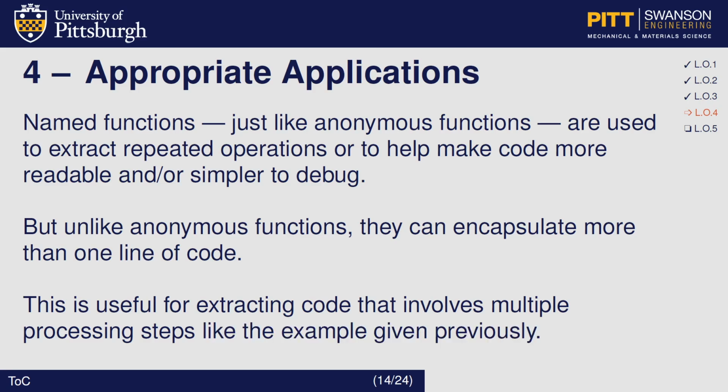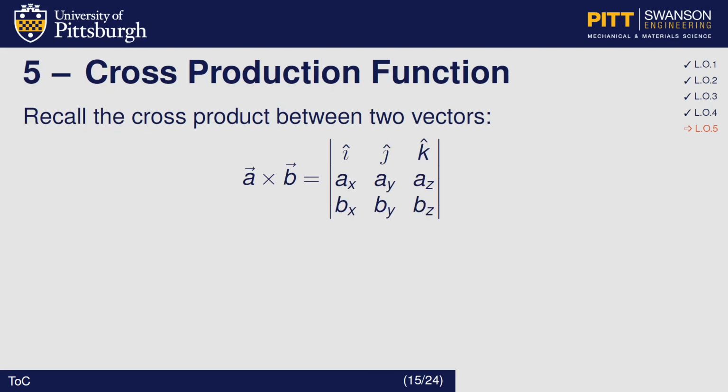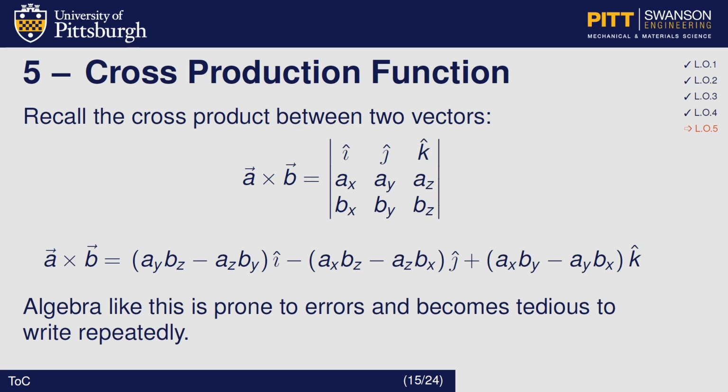This makes them great for extracting operations that involve multiple processing steps. For example, the cross product. Recall the formula for the cross product between two vectors. There are three distinct calculations that need to be done, one for each of the different vector components. Algebra like this is prone to mistakes because it's tedious and it's repeated algebra, and so I, for one, routinely make mistakes with the cross product and have to go back and correct it. This is a perfect time to write a function to alleviate this problem.